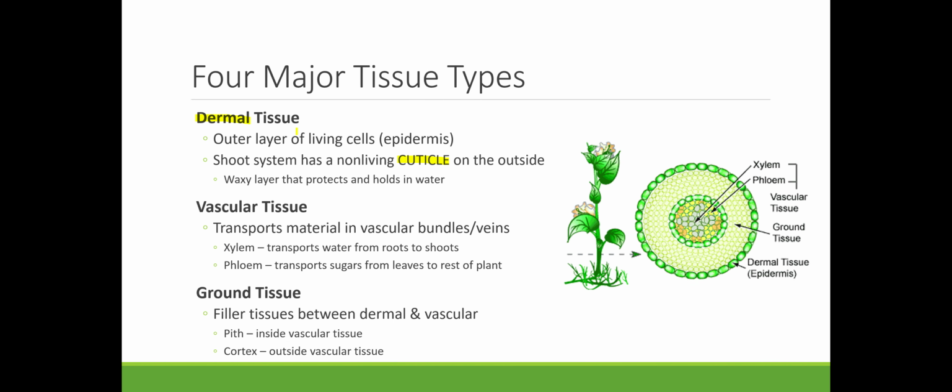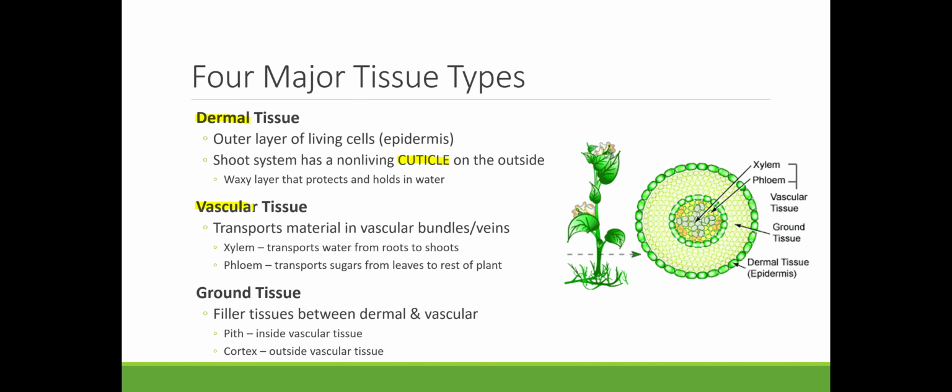So the actual tissue is known as the dermal tissue or the epidermis, but there might be a cuticle on the outside of that, which is not living. It's just a lipid type of molecule. Now you won't find the cuticle on the roots, because remember that the cuticle is waxy. It's a lipid, so it repels water, and we want the roots to absorb water. So that cuticle is just going to be on the shoot system.